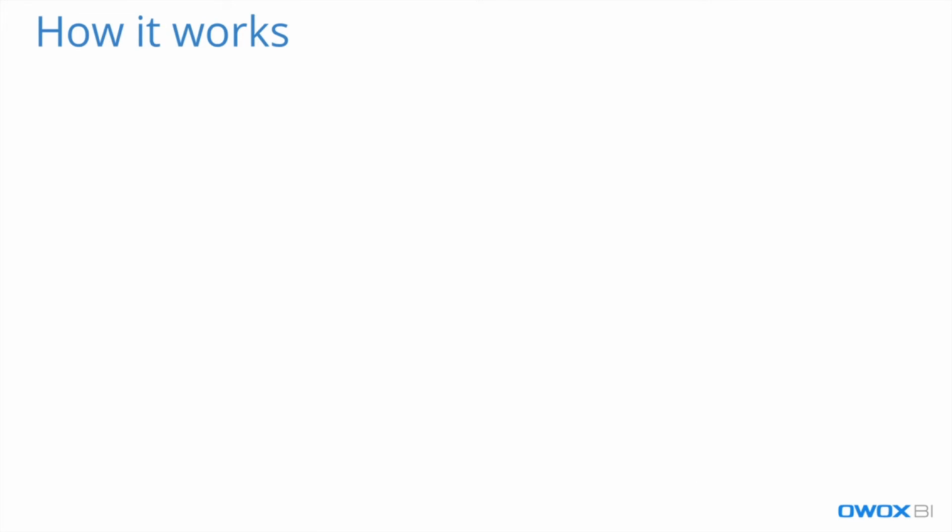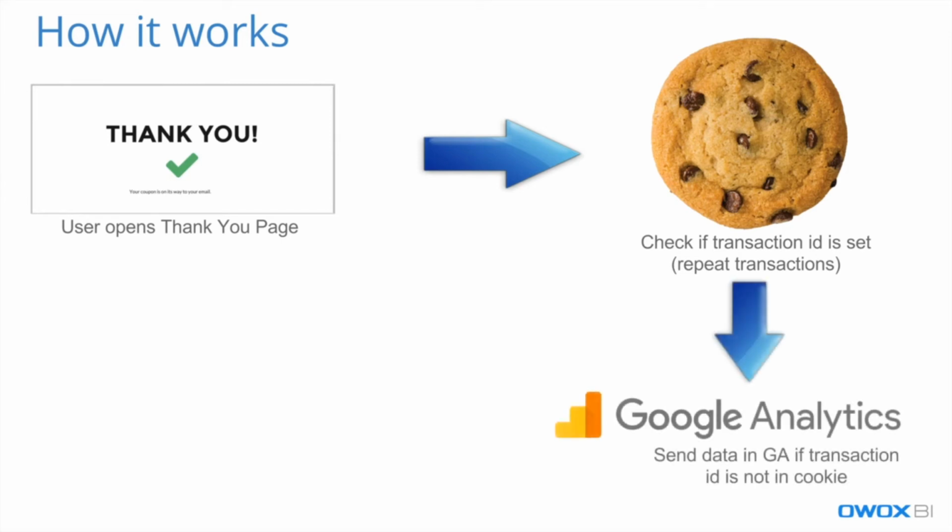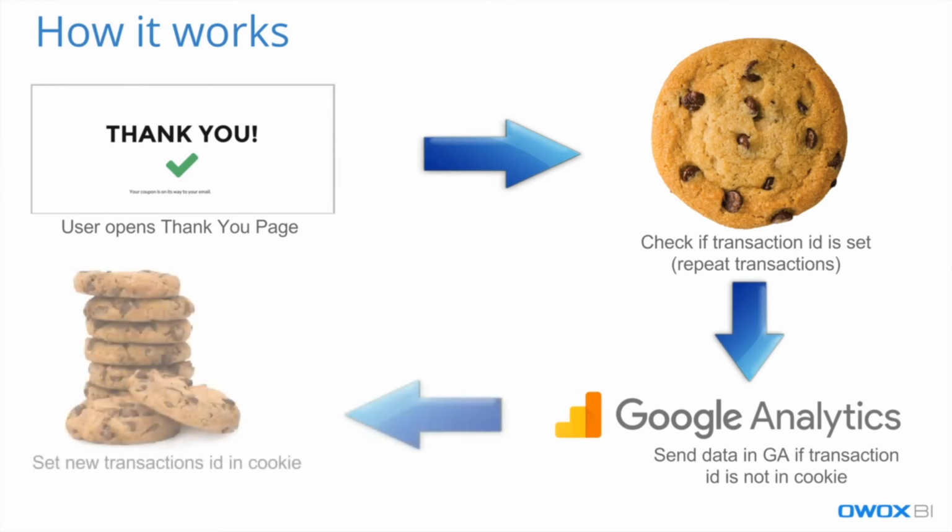So, how does it work? The user lands on the receipt page. The transaction tag checks if the transaction ID is in the transaction cookie. If the ID is in the cookie, the transaction tag doesn't fire. If the ID is not in the cookie, the transaction tag fires, and the transaction ID is added to the cookie in the hit callback of the tag. As a result, you get the solution to the problem of repeat transactions in Google Analytics.